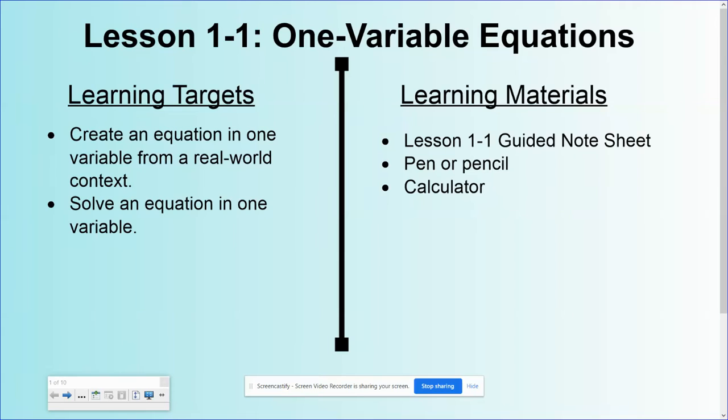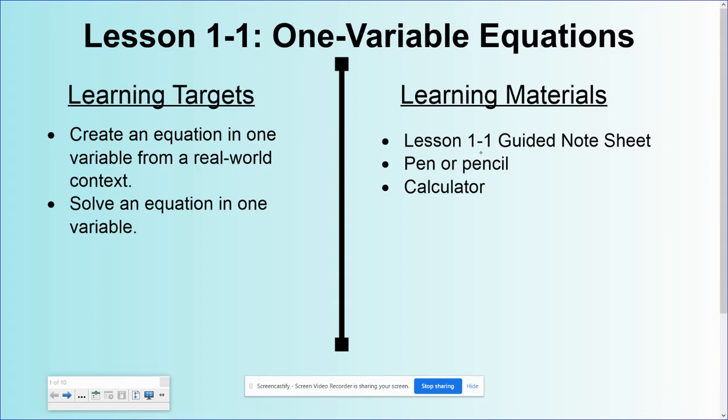All right, guys, Mrs. Meyer here, and we are about to start our very first lesson, Lesson 1-1, one variable equations. The goal of today's lesson is to create an equation in one variable, and then we're going to be able to solve that equation. So we're going to take real-world context and transform it into a math equation so we can solve.